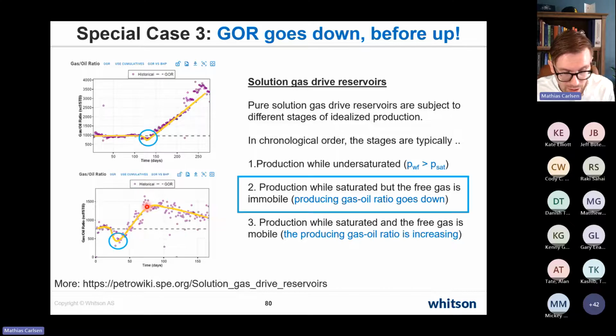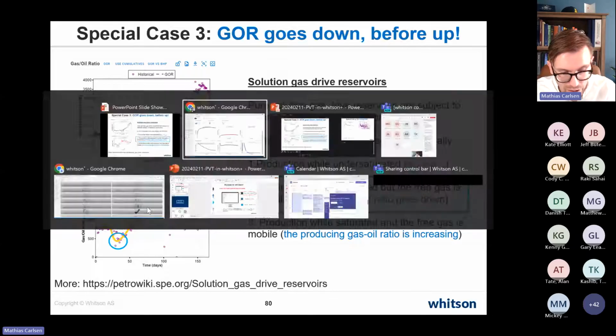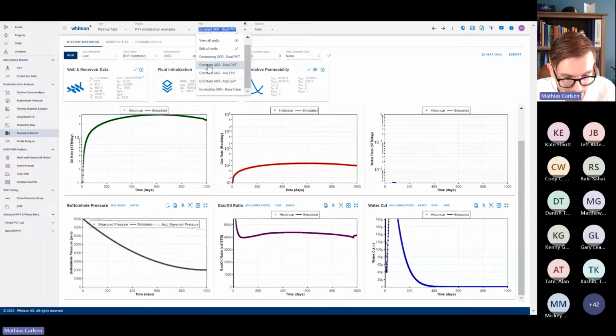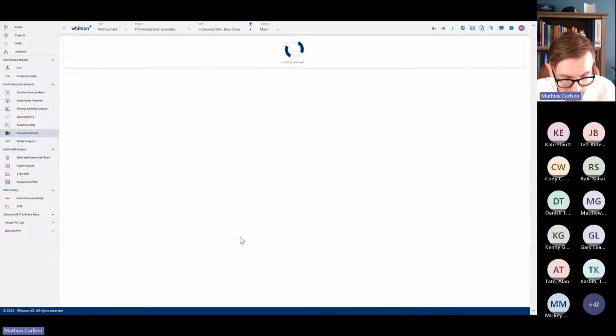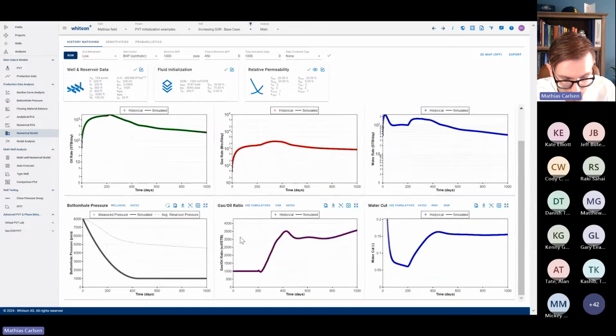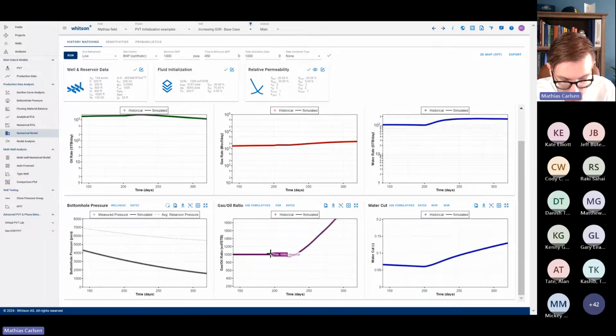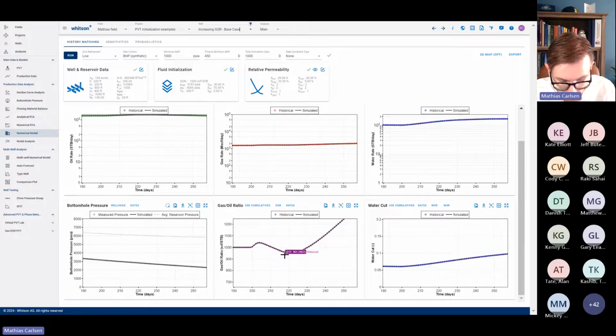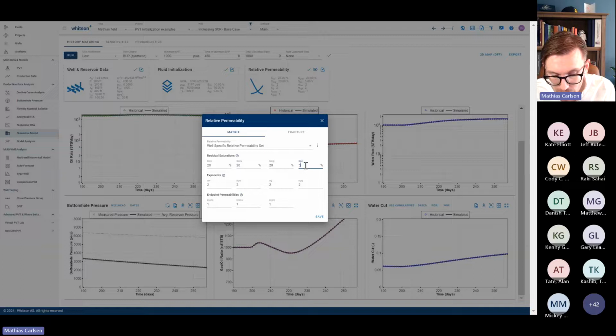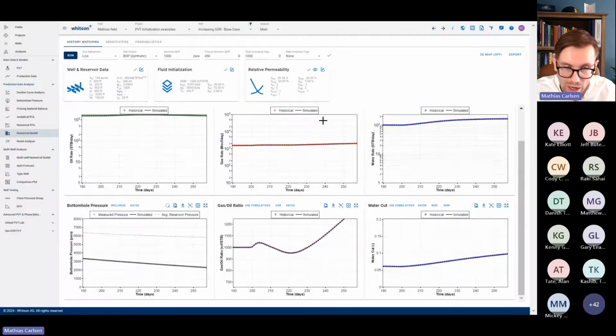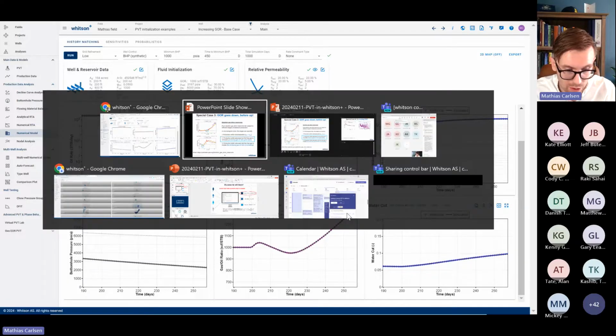So what we're dealing with here is this number 2. If you see this kink, it's very easy to model in the software, and I think even my base case had a little kink there. Maybe you guys saw that. This is kind of Muscat 101: GOR goes down before it goes up, and that's because I had 5% critical gas saturation. Before we actually reached that critical gas saturation, it will start to decrease before it increases.